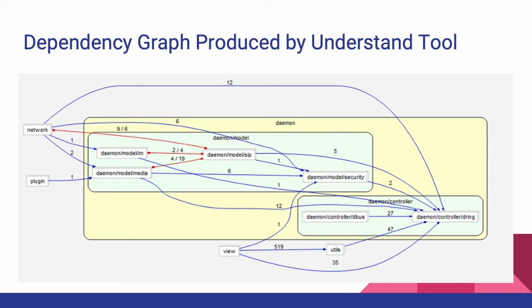This is the dependency graph of the model. A couple of things to note. First, we add the D-ring subsystem to the controller layer. Second, we merge the audio and video modules into the media subsystem.